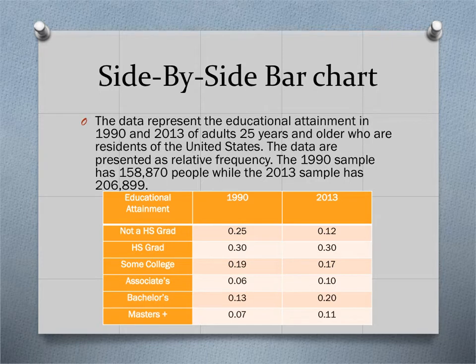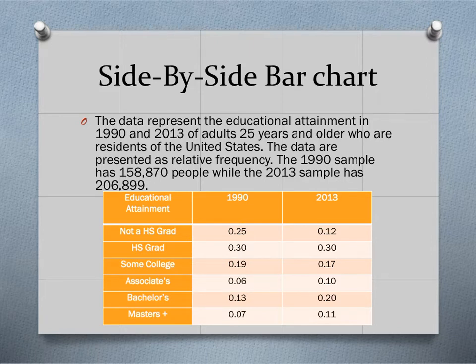We're going to use our bar charts for comparative purposes. And notice here you have data that represents the educational attainment in 1990 and 2013 of adults 25 years and older who are residents of the United States. The data is presented as relative frequency. The 1990 sample has 158,870 people, while the 2013 sample has 206,899 people.